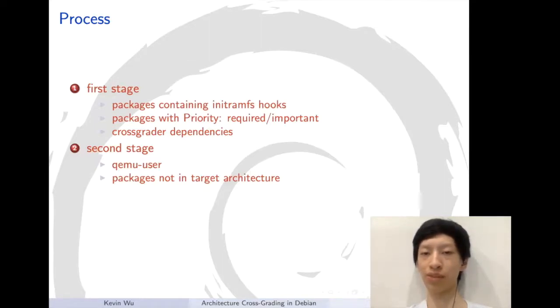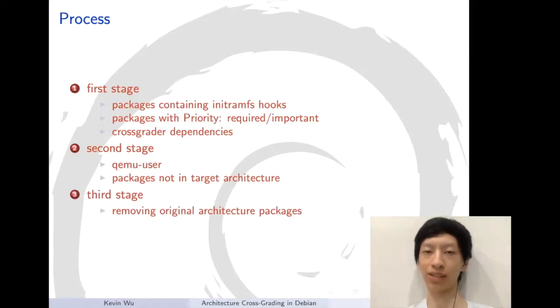If QEMU user is installed, it will be cross-graded first, so any binaries in the original architecture can still run. Then, all packages not in the target architecture are cross-graded. Finally, the cross-grader removes all the packages from the original architecture so that the architecture can be removed from DPKG. After this step, everything should be running in the new architecture.